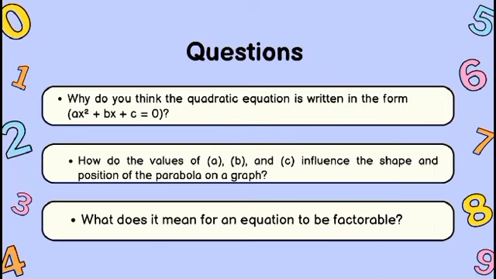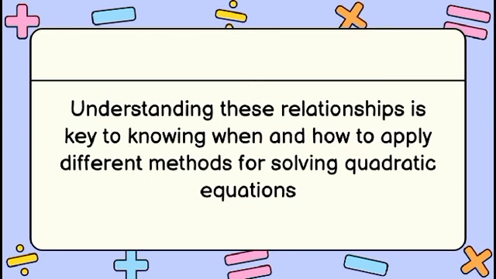Now that we've recalled the basics, let's deepen our understanding. Why do you think the quadratic equation is written in the form ax squared plus bx plus c equals 0? How do the values of a, b, and c influence the shape and position of the parabola on a graph? What does it mean for an equation to be factorable? Understanding these relationships is key to knowing when and how to apply different methods for solving quadratic equations.